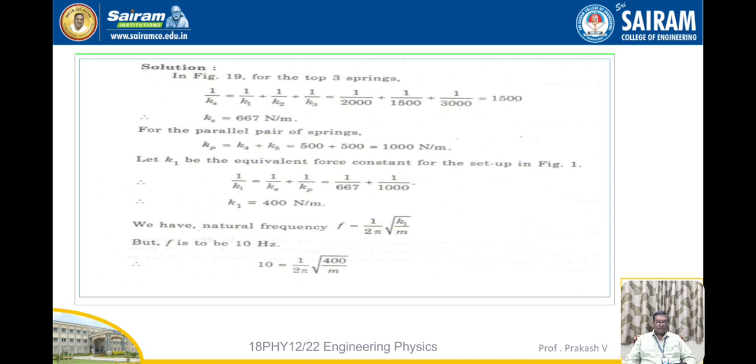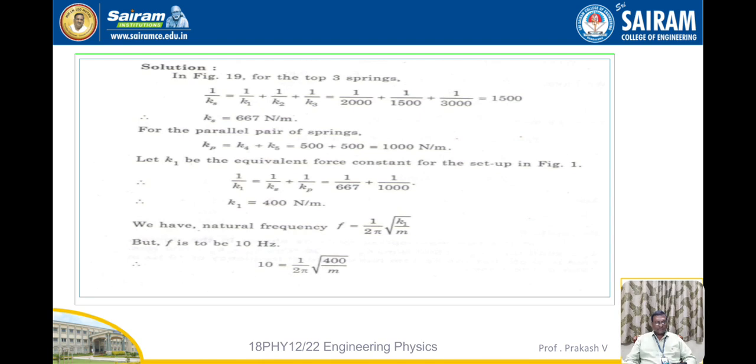Let K1 be the equivalent force constant for the setup. So we can calculate 1 by K1 is equal to 1 by Ks plus 1 by Kp. After simplification, the value of K1 is equal to 400 Newton per meter. We have natural frequency f is equal to 1 by 2 pi into square root of K1 by m. The value of f is given as 10 Hz here. So 10 is equal to 1 by 2 pi into square root of 400 by m. Finally, after simplification, the value of m is equal to 1 by 4 pi square into 400 by 100. So the value of m will be calculated as 0.1 kg in the first setup.